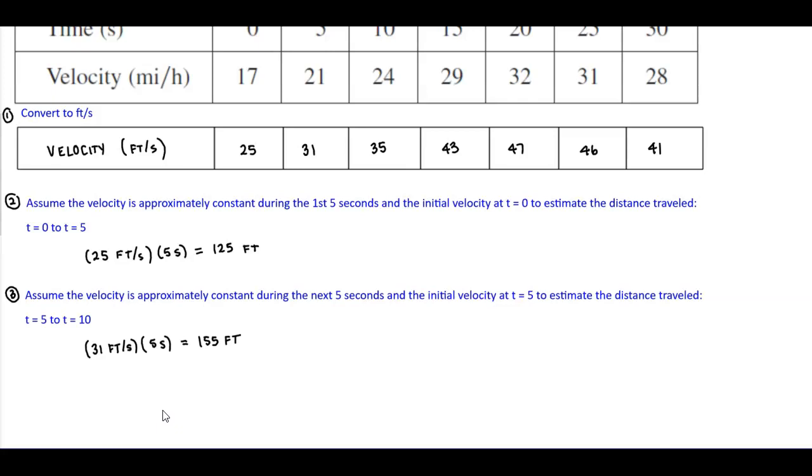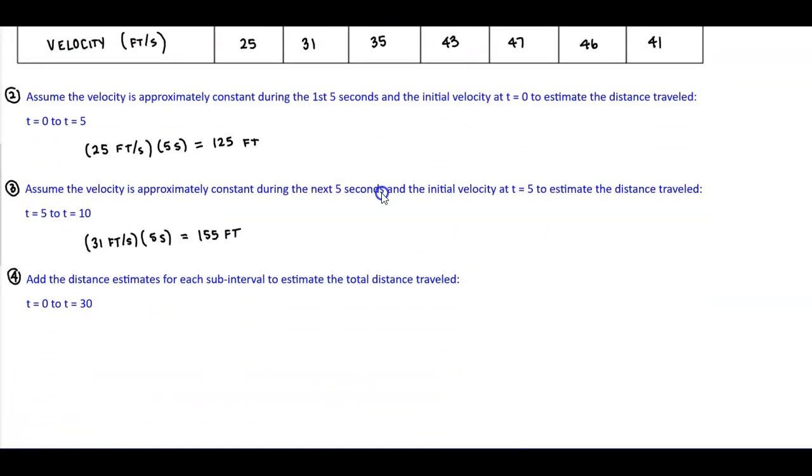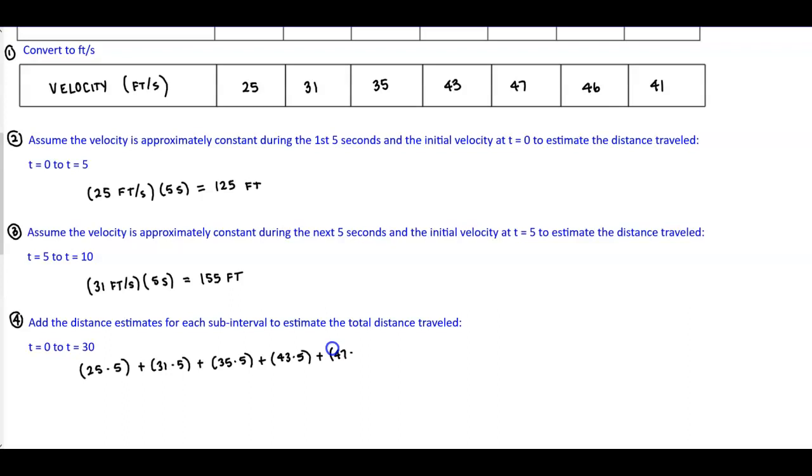And now we want to add the distance estimates for each subinterval to estimate the total distance traveled. So we're going to go from t equals 0 to t equals 30. We take 25 times 5 plus 31 times 5 plus 35 times 5 plus 43 times 5 plus 47 times 5 plus 46 times 5. And so that gives us approximately 1,135 feet. Again, these are the subintervals going from 0 to 30.